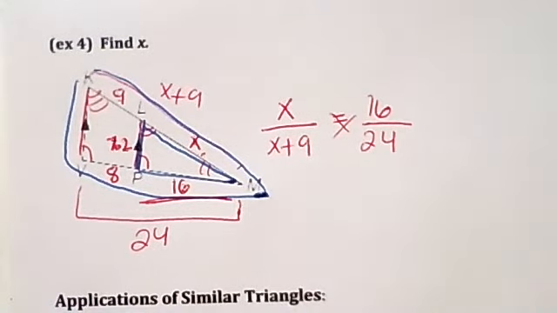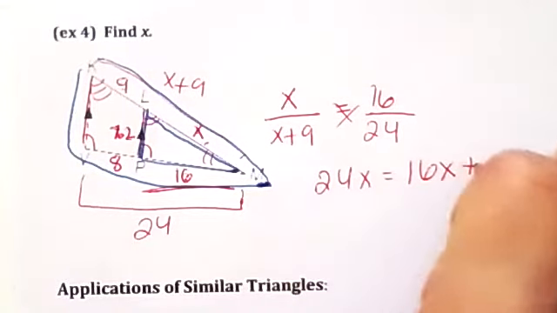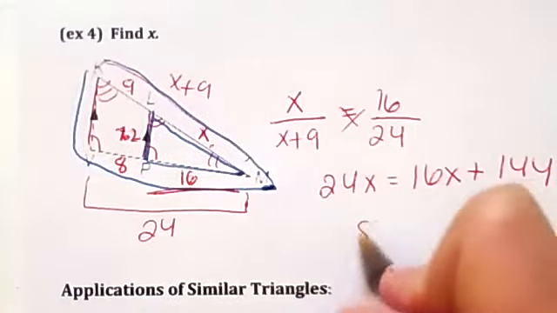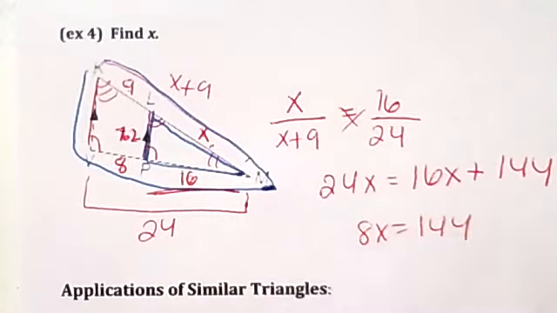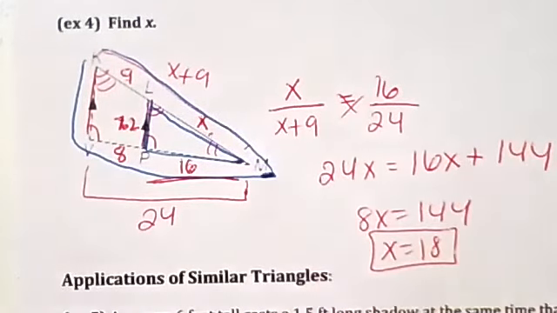So I just wanted to show you that sometimes you have to add the two sides together in order to get the whole thing. So this would be 24x equals 16x plus 144. So 24 minus 16 is 8. So that's going to be 8x equals 144. And 144 divided by 8 would be 18. So that's what something like that would look like.